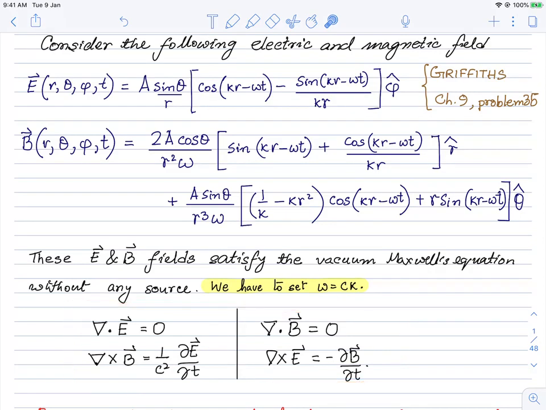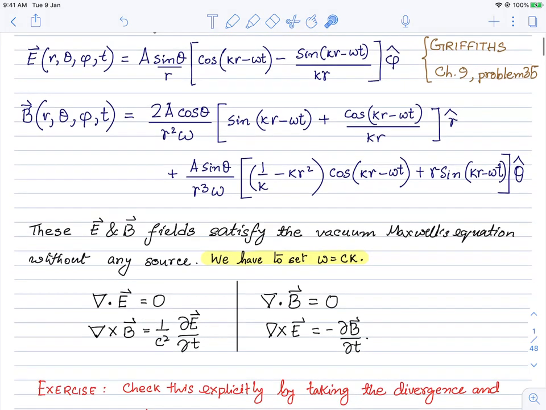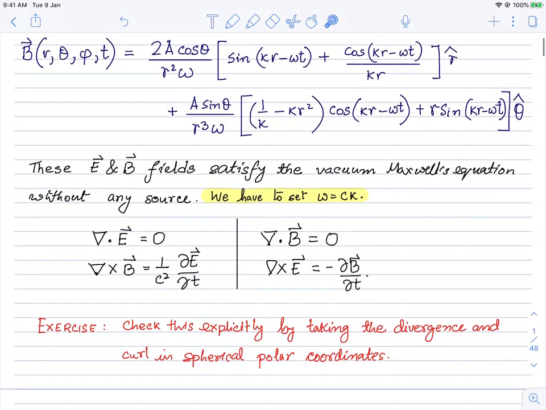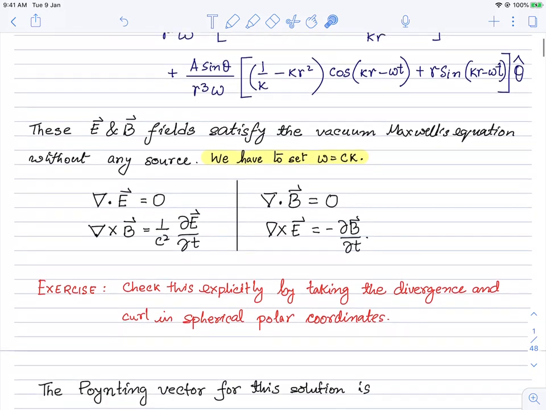This is very similar to what happened for plane electromagnetic waves. We have seen that plane electromagnetic waves are solutions to vacuum Maxwell's equations without sources. If you plug this into these equations, you will see that they are satisfied. Of course, you have to set omega equal to ck, as we also did for plane electromagnetic waves. That verification, that algebra, I leave as an exercise for you to do. But let's say you verify that this is a solution.